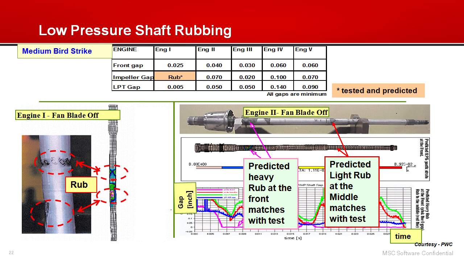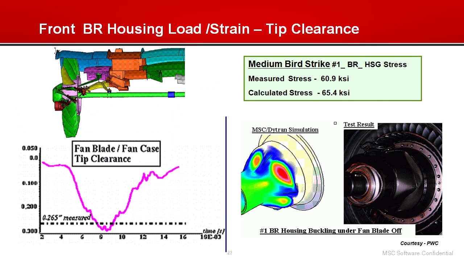Another one is the low pressure shaft rubbing. What they look at is the rubbing of the shaft as a result of the unbalanced forces that causes some damage to the rotor shaft, as well as the computation of the fan blade to fan case tip clearance, which is also a design consideration, as well as the buckling of the bearing inside the engine.